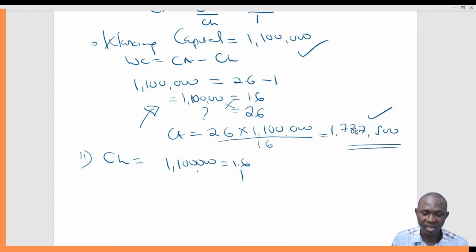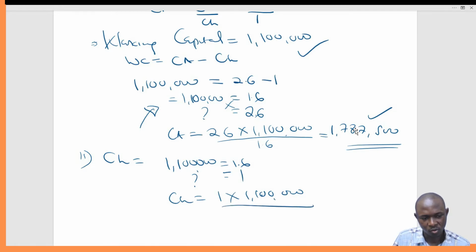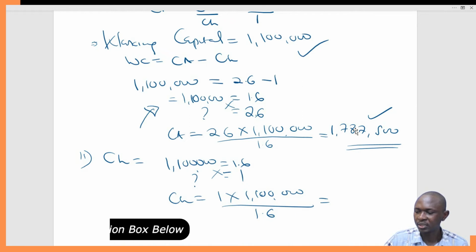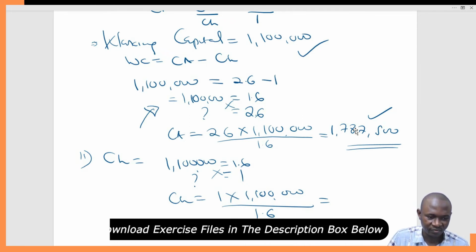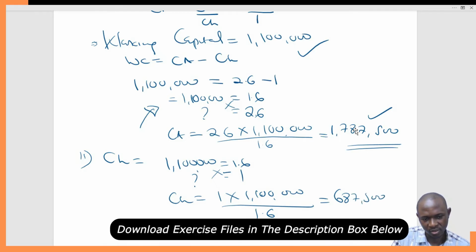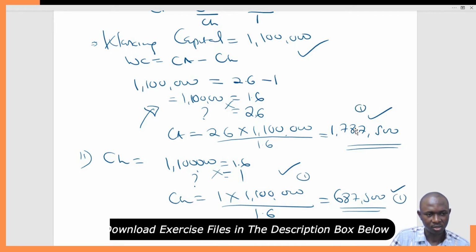Now our interest is on current liability. Current liability is represented by 1. So this will be like that. We cross multiply, and the answer will be our current liability, like that, over 1.6. Cross multiplication is like this. So this will give us 1.1 divided by 1.6. What do you get? 687,500. So here you get 1 mark, here you get 1 mark. So these are 2 marks, like that.